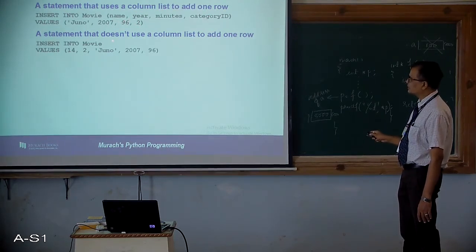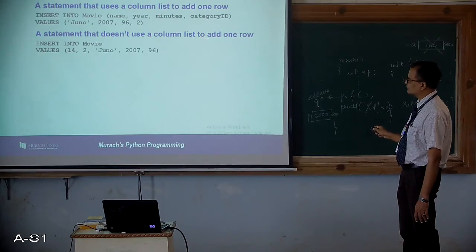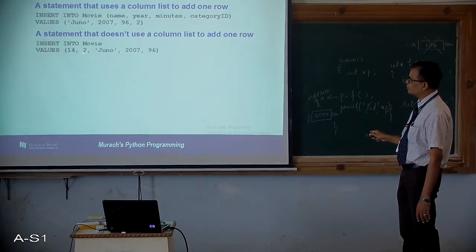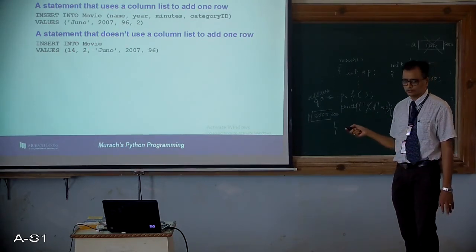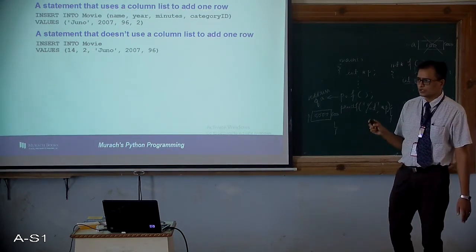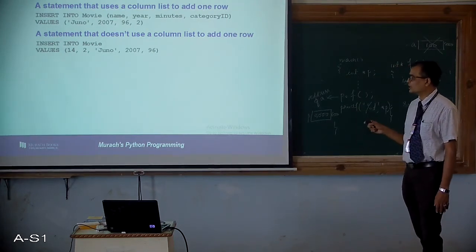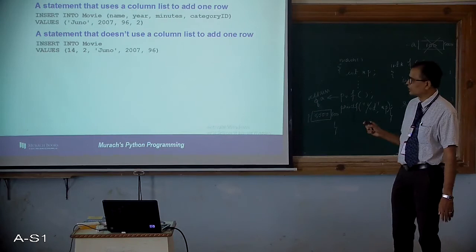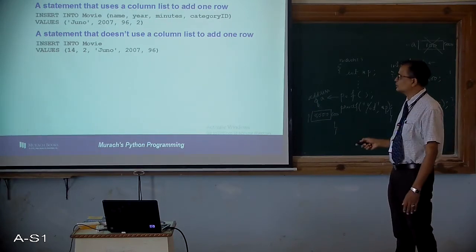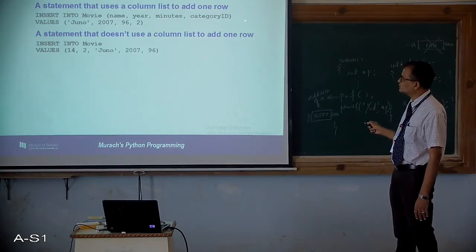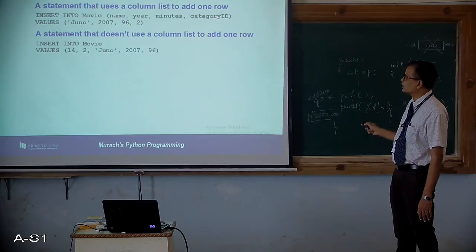The statement that doesn't use a column list to add one row is insert into movie values 14 and so on, like this. If you want to specify the values like this, then you should know how the movie table looks, meaning you should remember the different fields of the movie table and how they are actually stored in the table. If you know that, then this column list is not required.